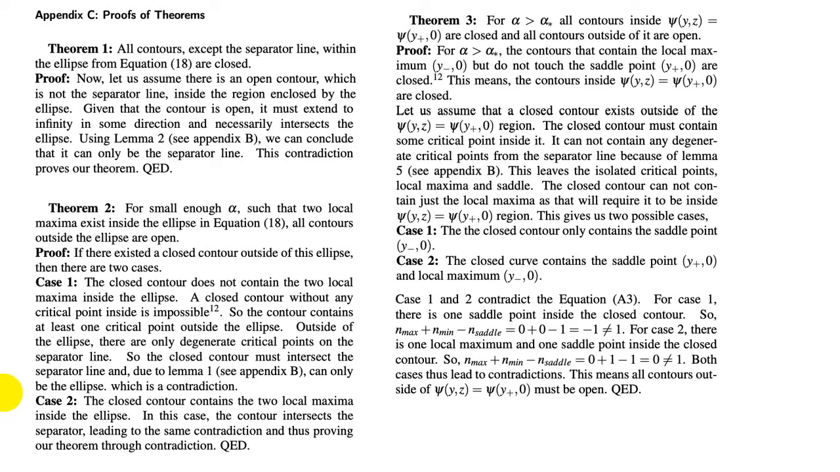The second theorem: for small enough alpha such that two local maxima exist within the ellipse of equation 18, all contours outside of the ellipse have to be open.